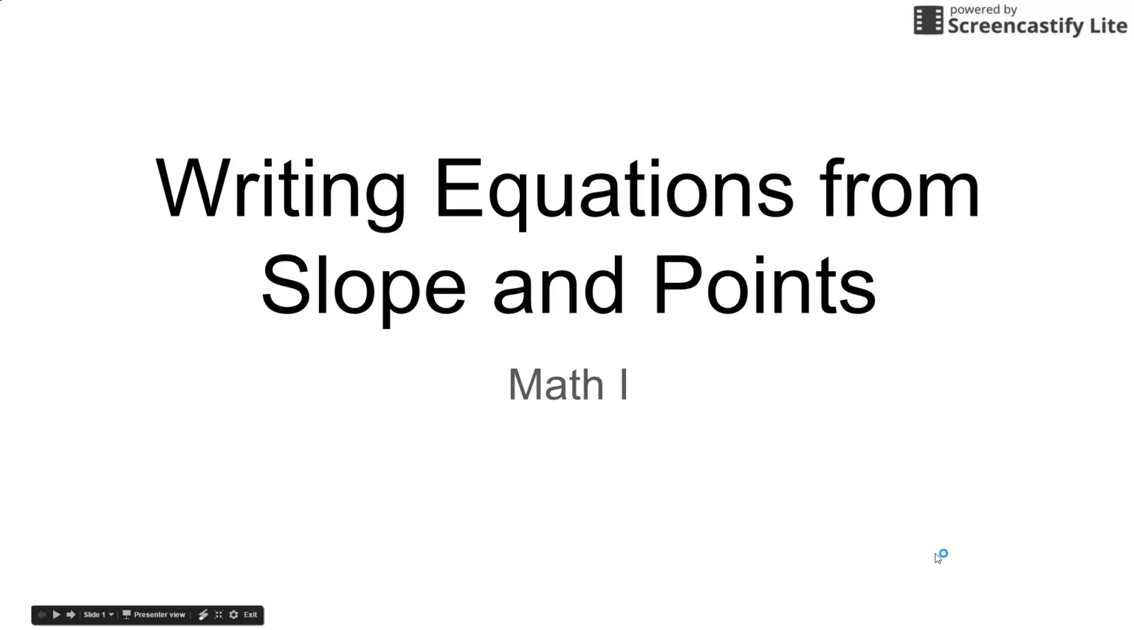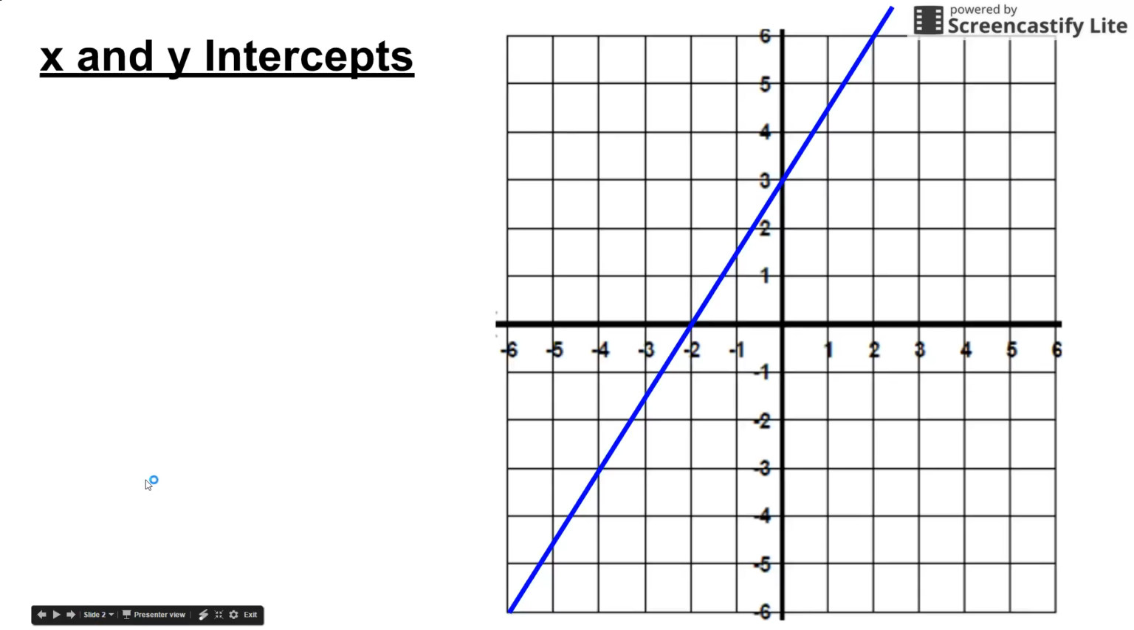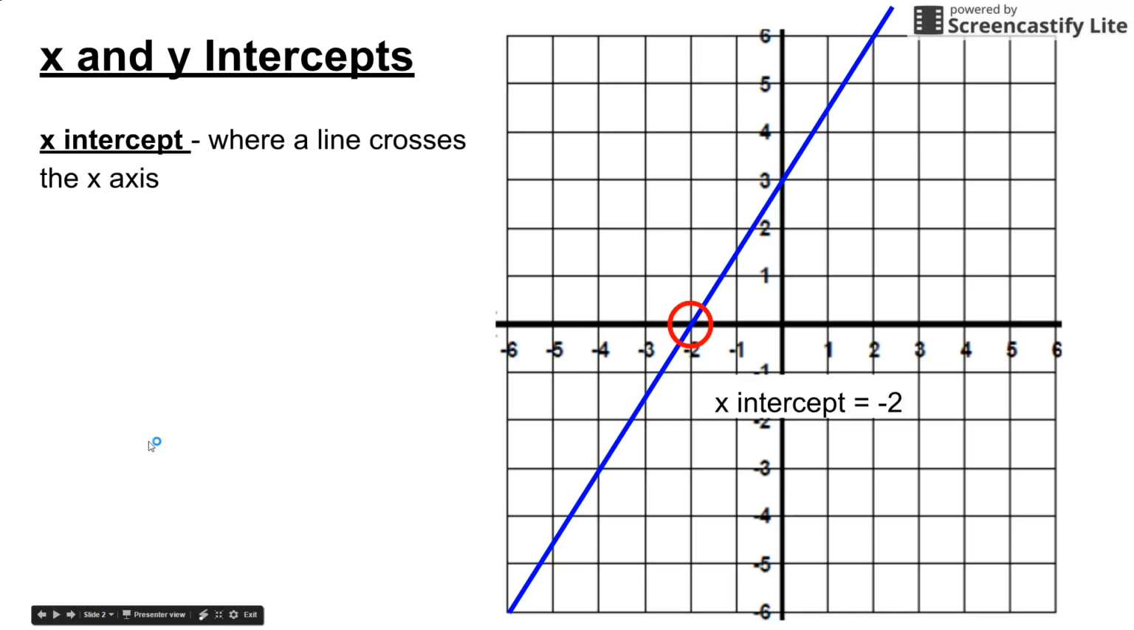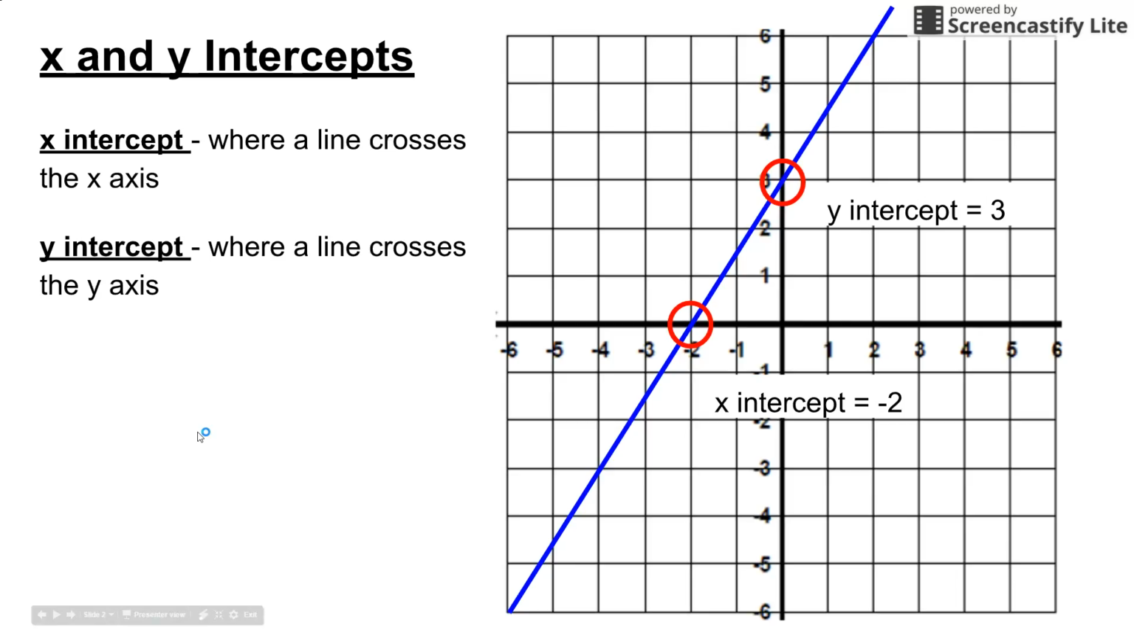All right, writing equations from slope and points you're given. First of all, your x and y intercepts. Your x-intercept is where the line crosses the x-axis. Your x-intercept here is -2, and your y-intercept is where a line crosses the y-axis. On this line, your x-intercept is -2, your y-intercept is 3.